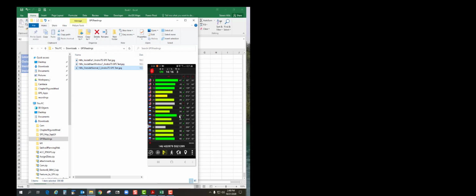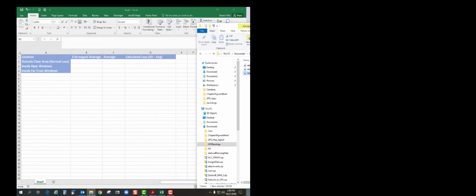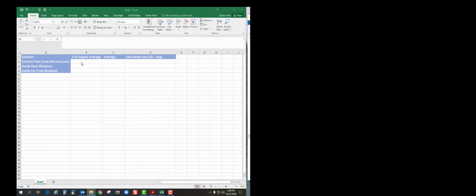I have a 45 here, and I have a 40. So I have a lot of values here. I've got a 45, a 47, a 41, and a couple of 40s. So I'm going to take my values here and enter them into my 3 strongest for my outside clear area. So I had a 47, I had a 41, I had a 40, I had a 45, and I had another 40.